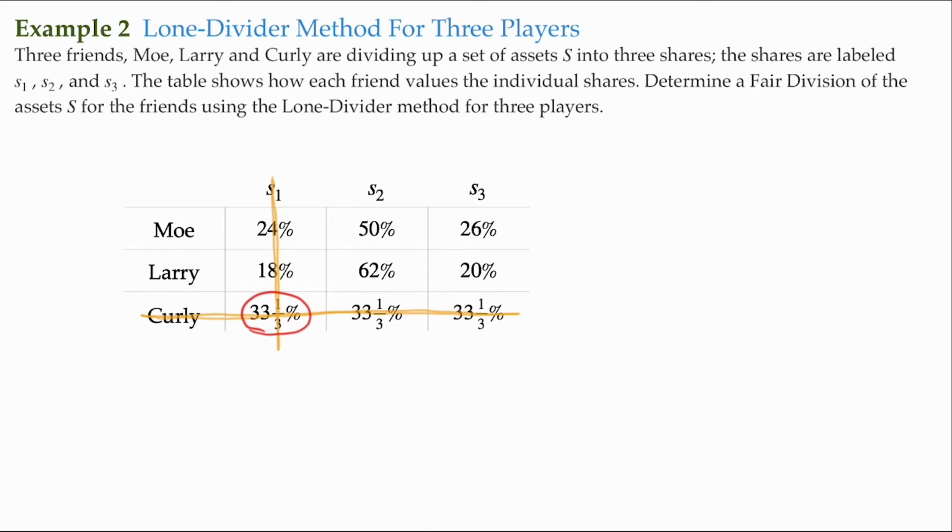We then recombine the assets of the remaining players. And to do that, we simply add up the values of the remaining shares. So to Mo, share 2 is worth 50% and share 3 is worth 26%. We're going to recombine them, 50% and 26%, and we simply add, that's 76%. We do the same for Larry, the other player. 62% and 20%, we simply add them, and that's 82%. This is known as recombining the shares.